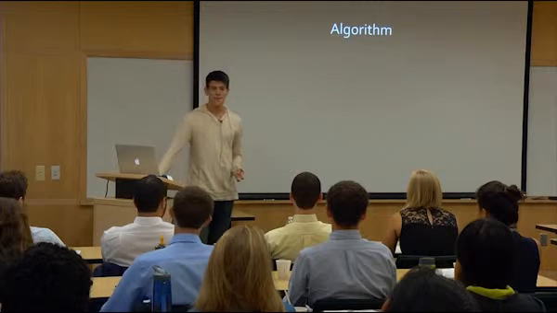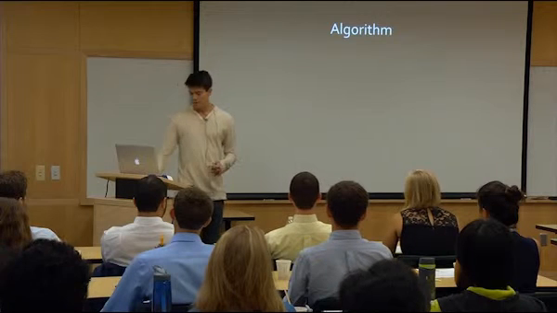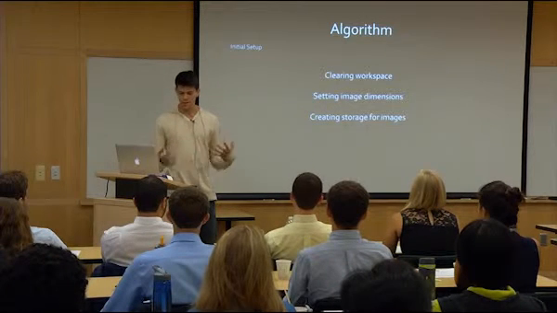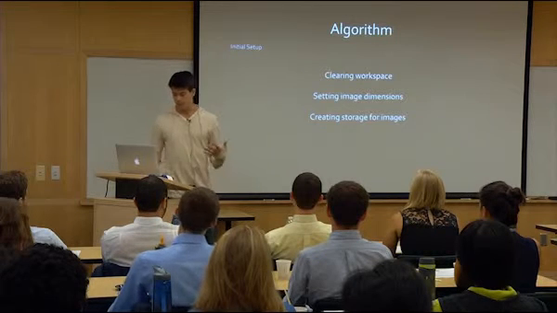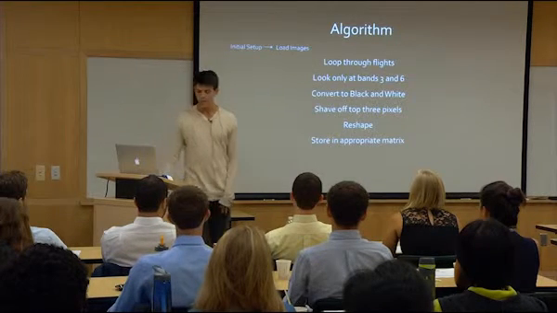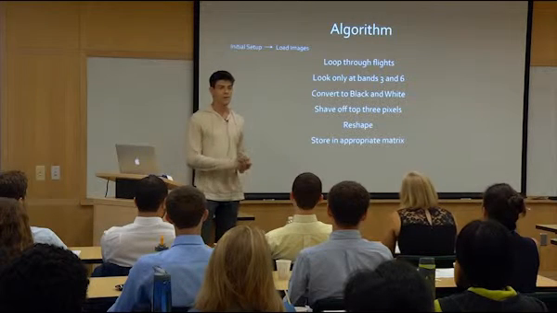So with that, I'm going to go ahead and start explaining my algorithm, which I wrote in MATLAB. Basically, initial setup is just to clear everything out, set up some image dimensions, and set up some storage for the images that I'm going to be loading, which I do here. It loops through all of the different flights, and it only looks at bands 3 and 6.